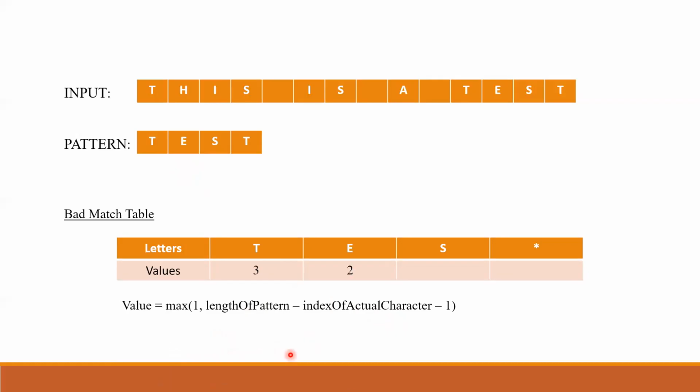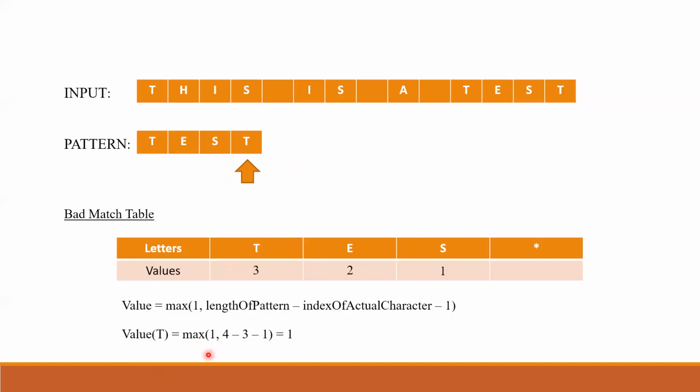Now we'll move to the next character, that is S. So for S, the length of the pattern is 4. The index of actual character is 2. This is 0, this is 1, and this is 2. Minus 1 is 1. And now we'll see that when we move to the next character, we are finding that it's a repetition. So in such cases, we simply update the old value. So let us see how we do it.